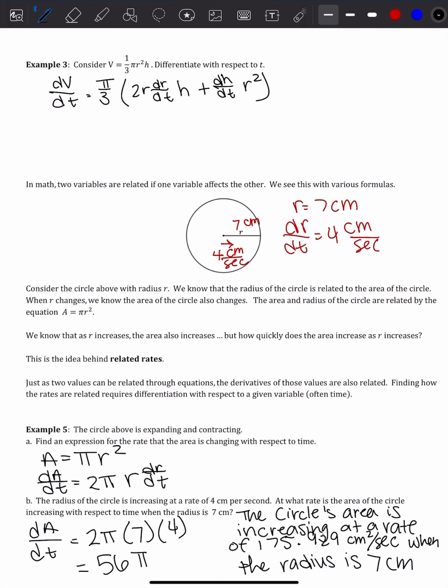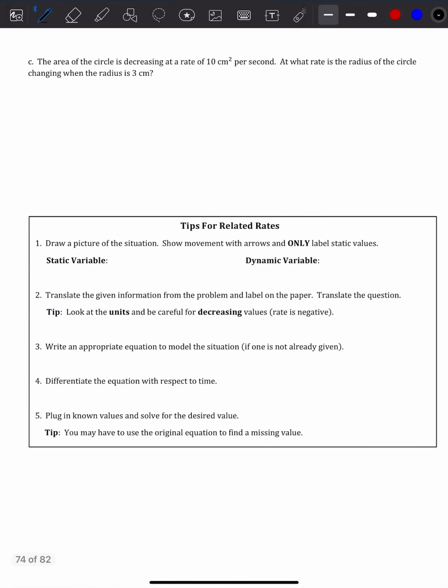So we're looking at these different parts and pieces and putting together what we have. A lot of times with related rates, we need to look at what we're deciding on. A lot of times it's a shape, and then deciding what function or equation is going to help us the most. The area of the circle is decreasing at a rate of 10 centimeters squared per second. What is the rate the radius is changing when the radius is 3 centimeters?